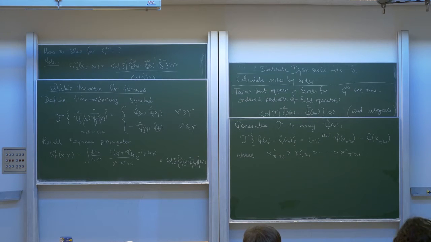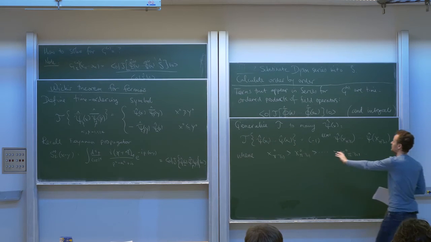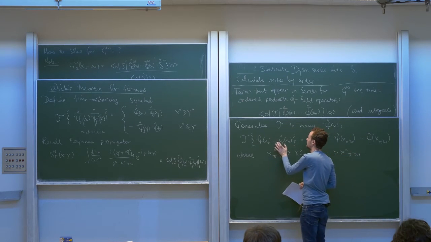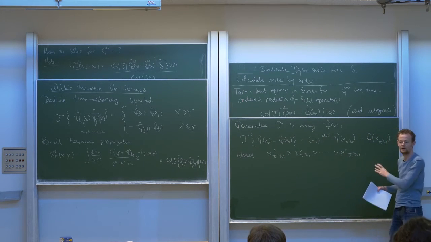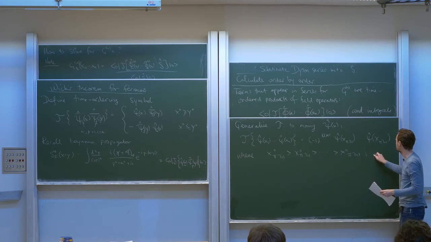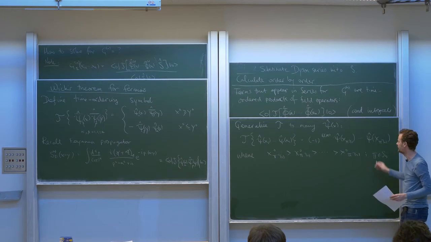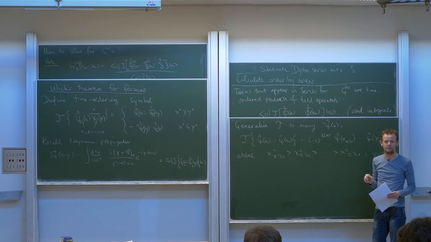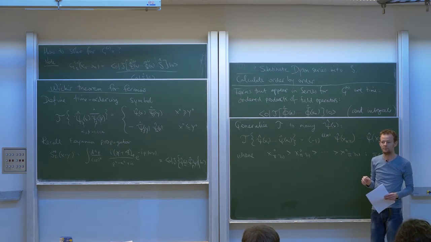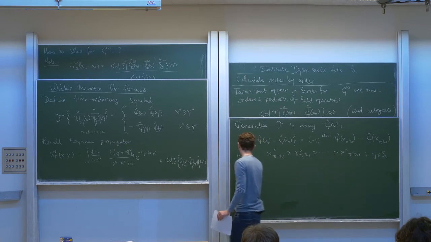This is how we generalize the time ordering operator to many fields. Find the permutation of these coordinates that puts them into time order. Call that permutation pi. Pi is a permutation of n things. And then compute the sign of pi, the symbol or sign or whatever you want to call it.